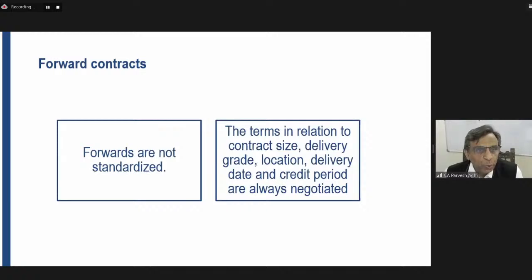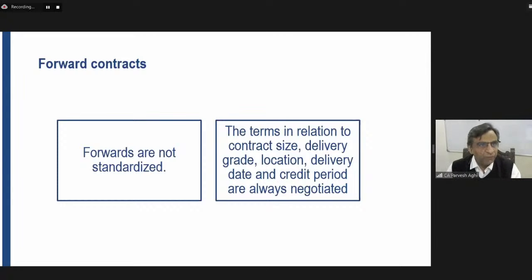The terms in relation to contract size, delivery grade, location, delivery date, and credit period are always negotiated. Take contract size: when you go to the futures market, you'll find standard limits such as $1,000, 1,000 pounds, 1,000 euros, or 1 lakh yen. But in a forward contract, there is no fixed contract size.